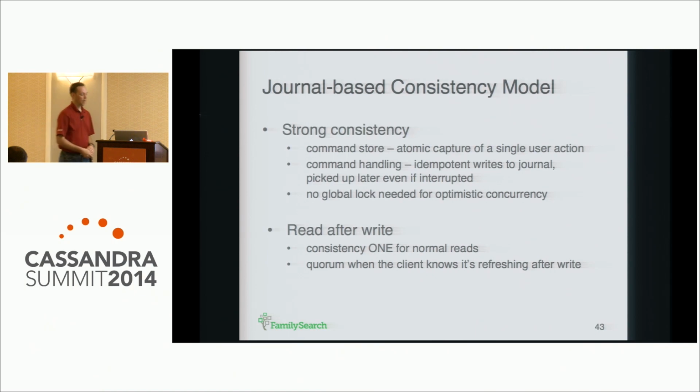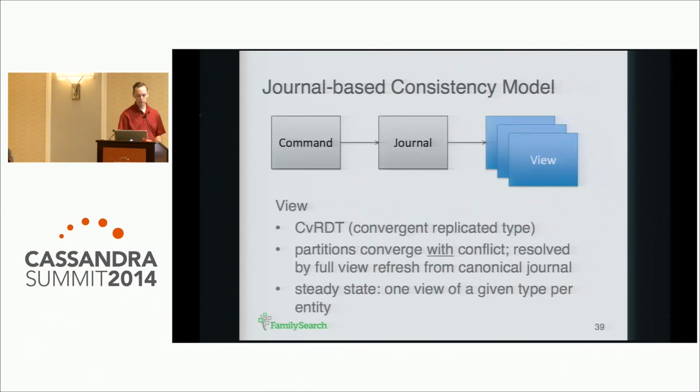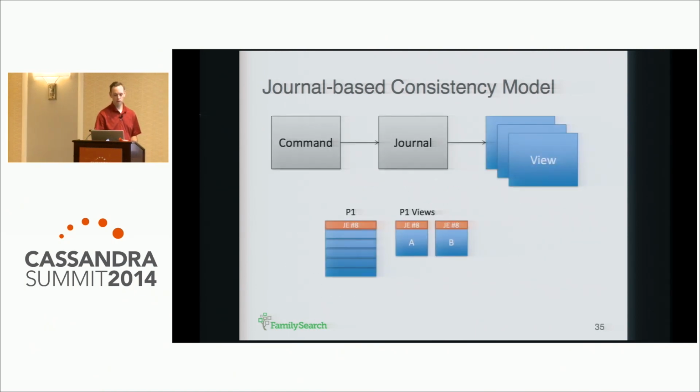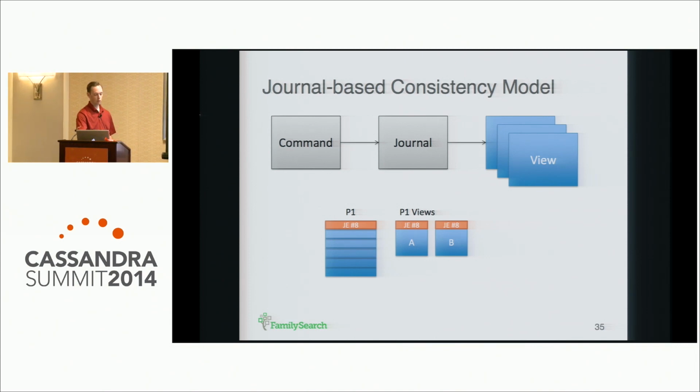The question is, do you always have to read the journal to know that the view is correct? The answer is no, you don't have to, because when we wrote the journal entry, we didn't write it only to the journal. We also wrote the journal entry to the view itself. So it's enough to just read the view table to see my current view. And if I notice that there are newer journal entries, then I can incorporate those into the view without having to go back and read the journal. Did that answer? Yes. Great.